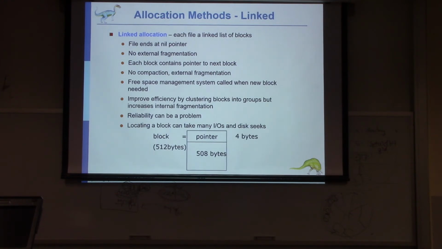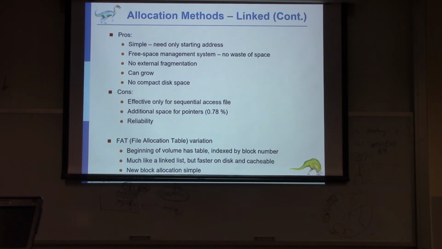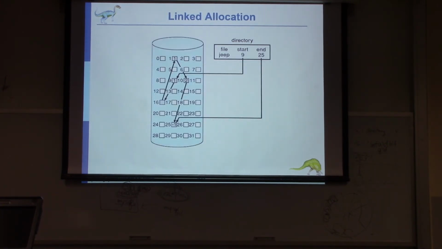Okay. The next allocation method is the linked list. Linked list is like this one. In the directory, we have only the start and end. Start going to 9, and this one has the next to this one, next to this one, next to this one. -1 means it's a null. Null means it's the end. Then there's no fragmentation issue. As long as we have a free block, we can use it.